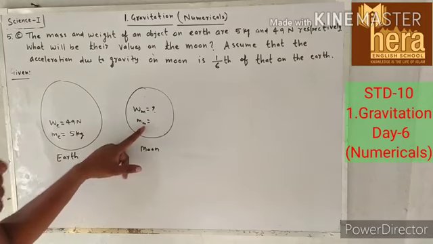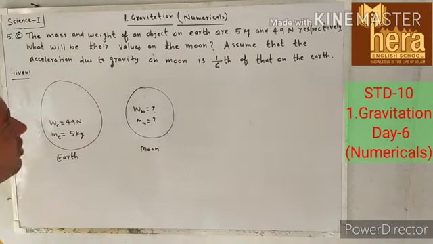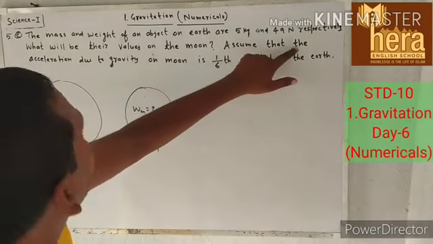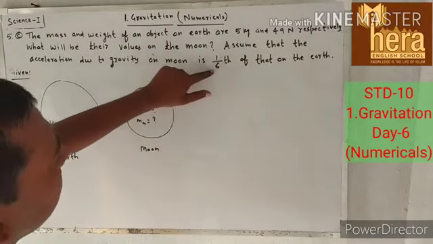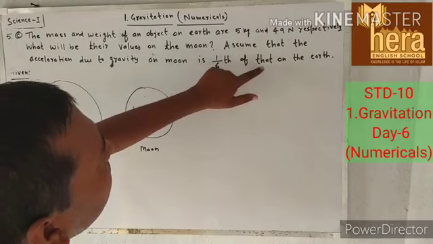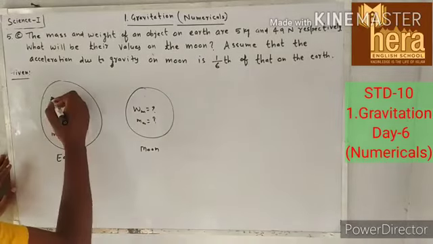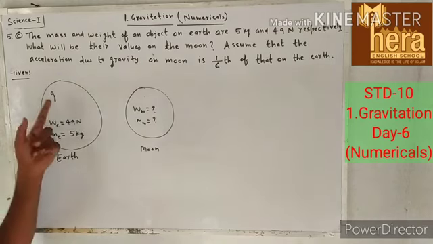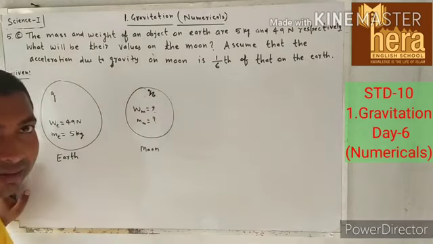This small m represents moon. The mass m is equal to question mark. Assume that the acceleration due to gravity on the moon is 1/6 of that on the earth. It means if you take g as the acceleration due to gravity on the surface of earth, then here it will be g upon 6.